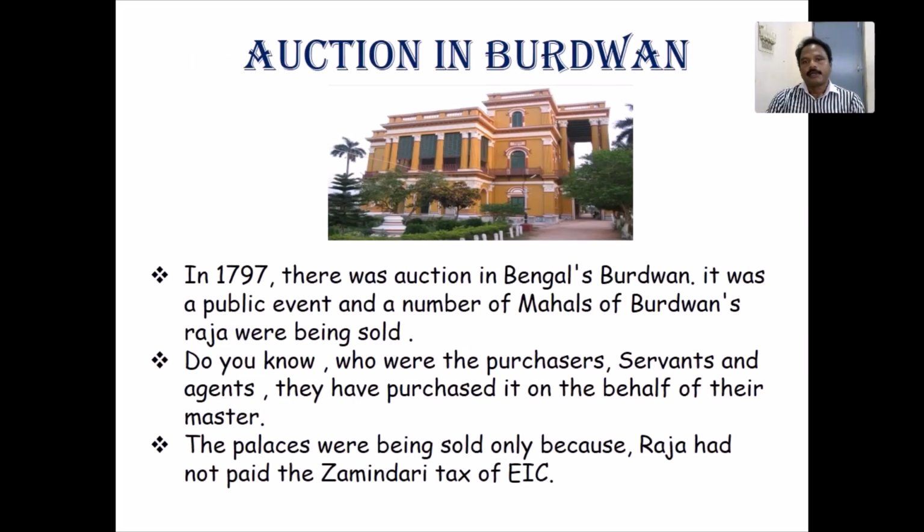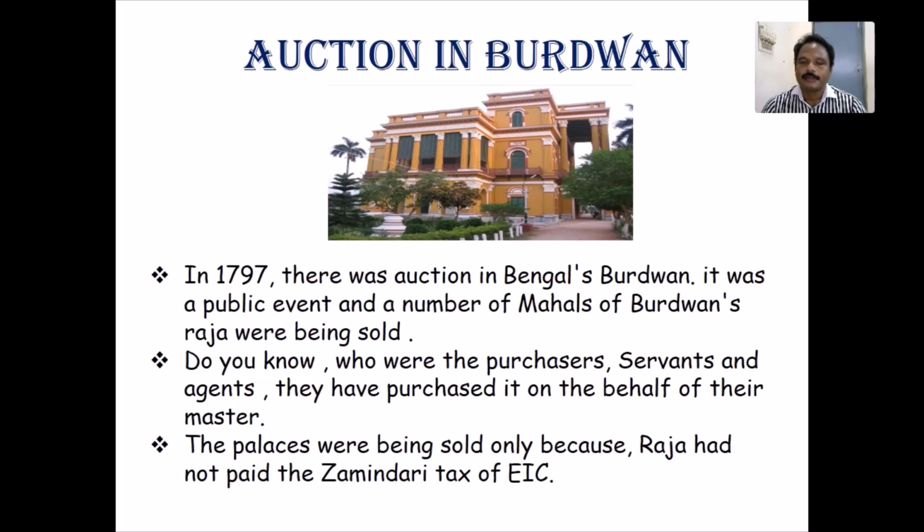Next, auction. Actually, what happened in Bengal during this time? Some Jamindars became willful defaulters. So what happens when they became willful defaulters? The East India Company took that Jamindari and made it liable for auction. During that auction, these Jamindars who became willful defaulters sent their agents and Benami people to purchase it.